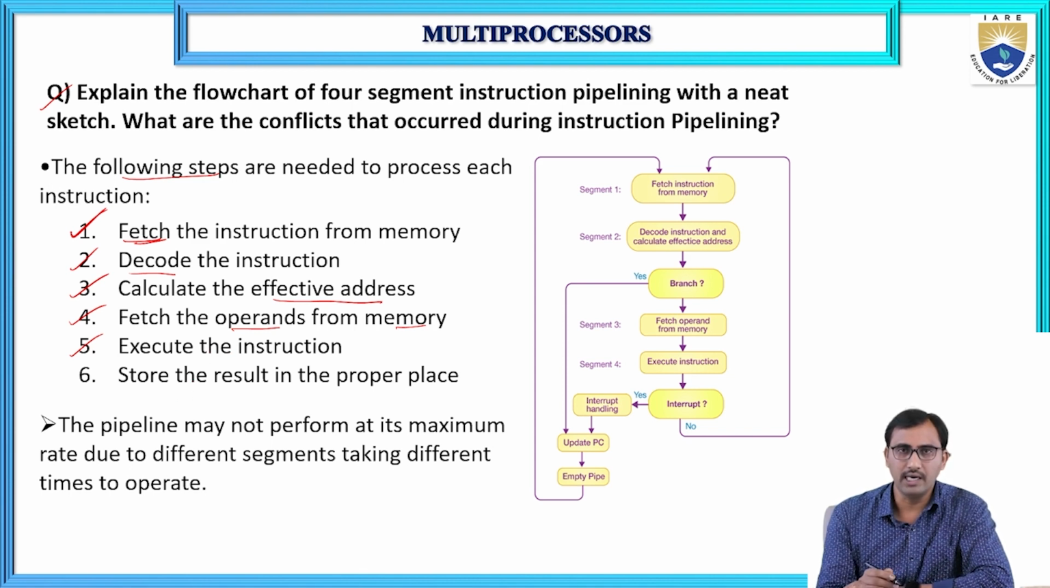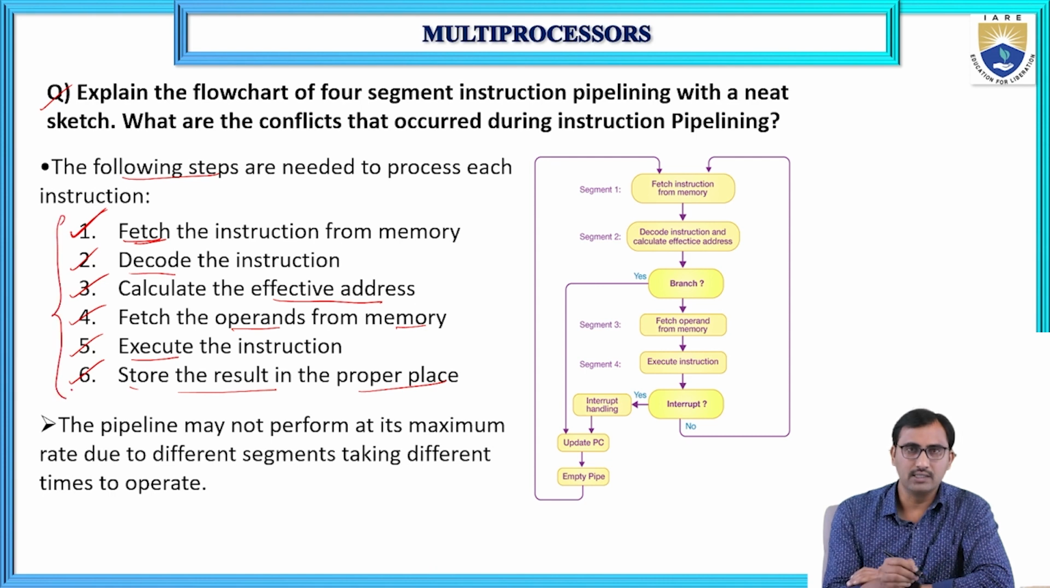Suppose if it is addition, then in the execution phase the addition operation will be performed. Then after performing we will get the result. Then we store the result in the proper place, that means we can store the result inside a register, or you can also store it in the memory.